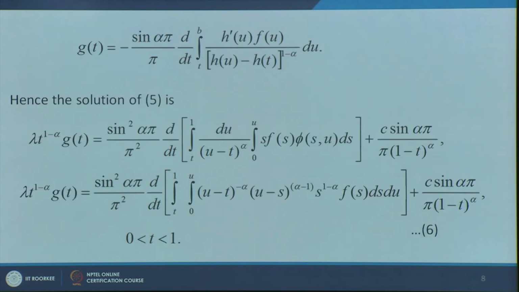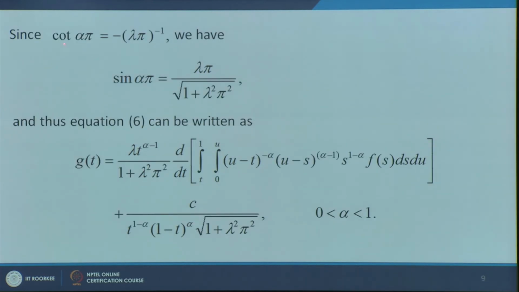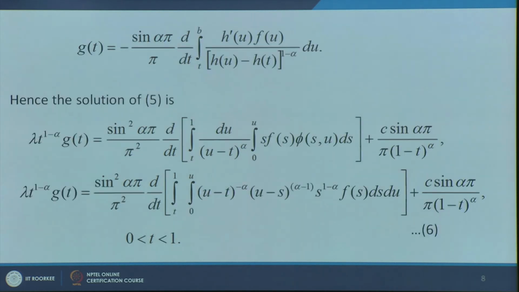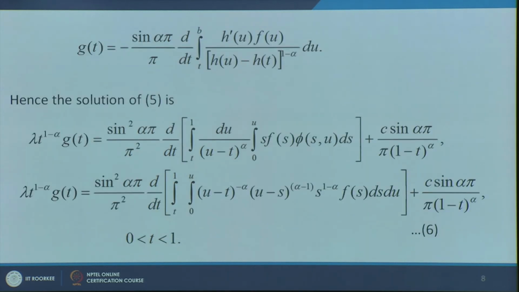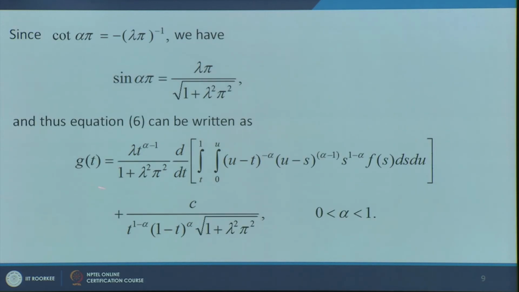Now we can further write it as, since cot alpha pi equals minus lambda pi to the power minus 1, sin alpha pi is equal to lambda pi over under root 1 plus lambda square pi square. So this equation can also be rewritten as this, lambda t to the power alpha minus 1 over 1 plus lambda square pi square d over dt of this integral plus c over t to the power 1 minus alpha (1 minus t) to the power alpha under root 1 plus lambda square pi square. So this is the solution of the Cauchy integral equation of the second kind.